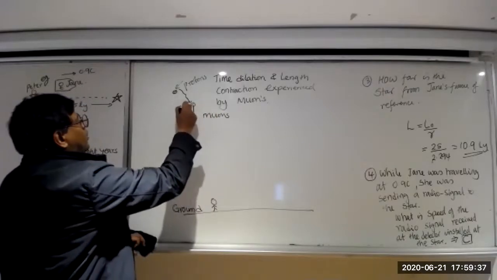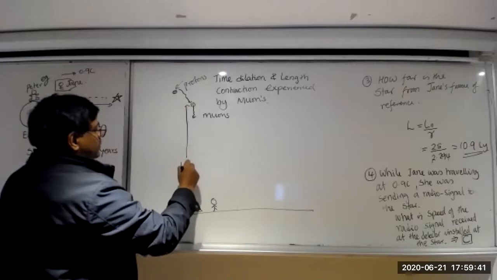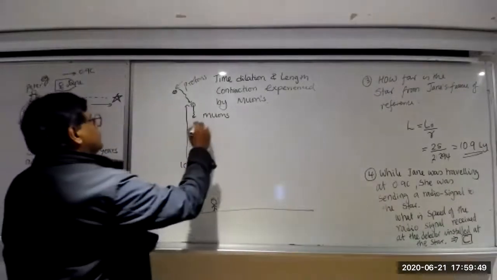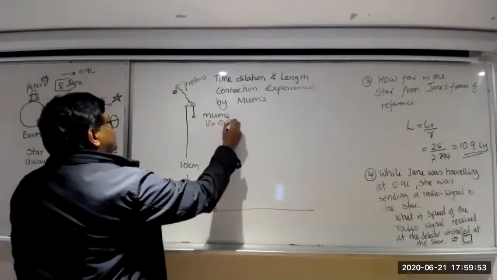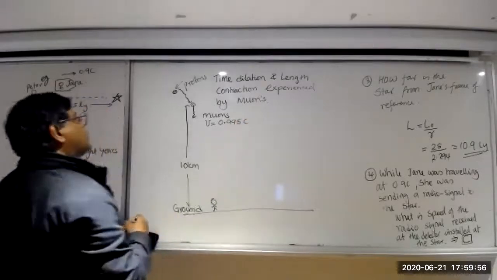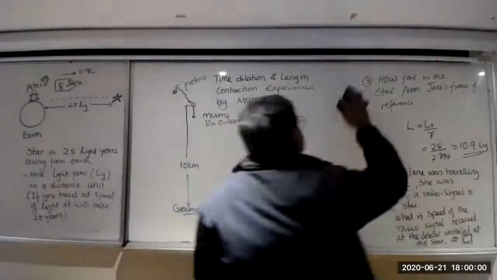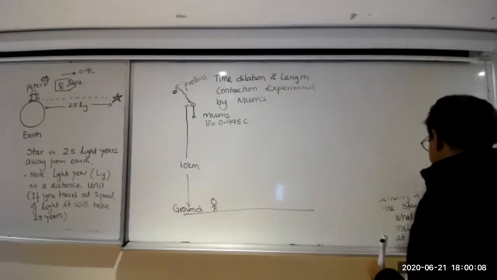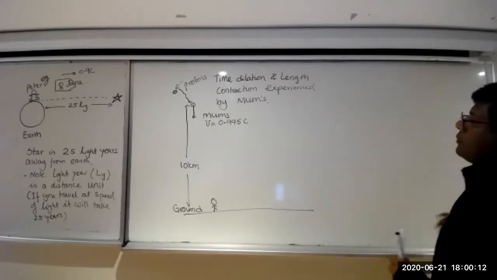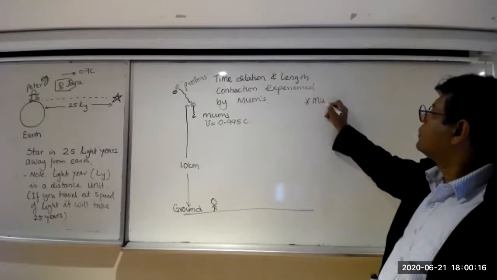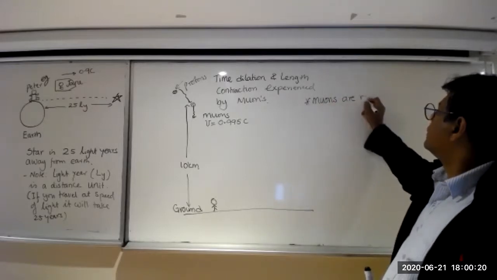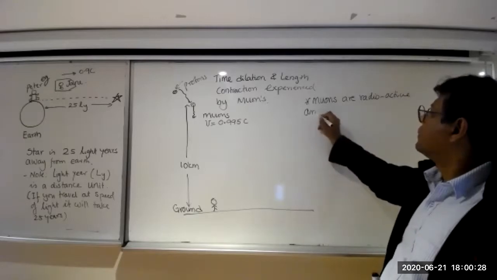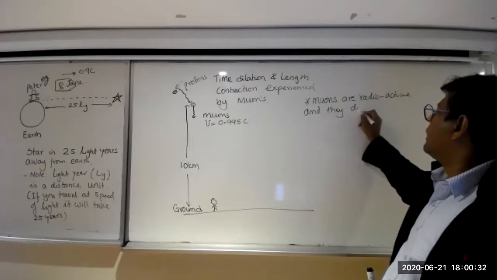The muons are produced in the upper atmosphere, roughly about 10 kilometers above the Earth. They're coming at very high speeds, similar to what we saw before. Quite high speeds. One problem, the muons are radioactive. They decay. They break down, they decay.